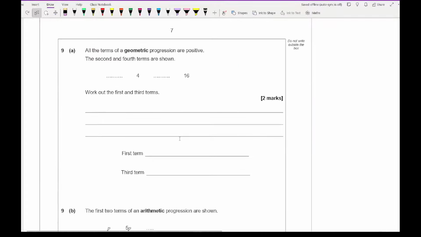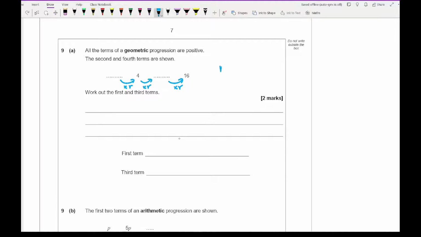Now, looking at question 9a, it says all of the terms of the geometric progression are positive. The second and fourth terms are shown. Work out the first and the third term. Now, with a geometric progression, the term to term is being multiplied by r. And we don't know what r is, but in a geometric progression, we are multiplying the previous term by a number to get the next term.